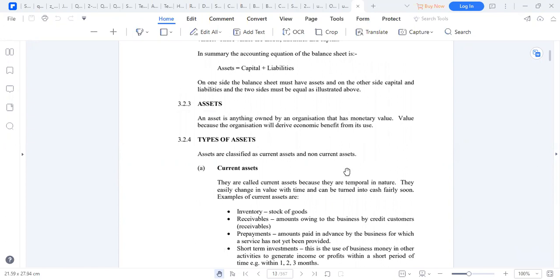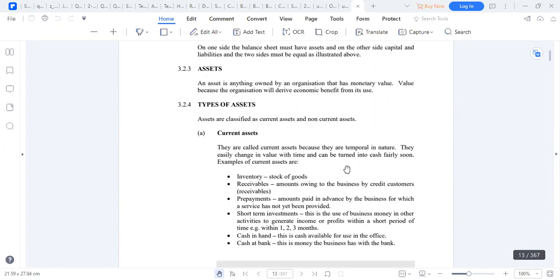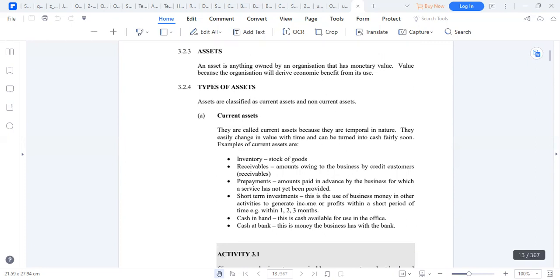The organization may own assets in monetary value, and these classifications of the assets may be current assets and non-current assets. So when we're discussing current assets, we're basically looking at those ones that are temporary in nature, and they can eventually be liquidated into what? Cash very soon. So assets are recorded in order of liquidity, starting from cash at hand, then cash at bank, and short-term investments. And we have prepayments, we have receivables, which are simply amounts owing to us through our debtors, and inventory, which we call stock.